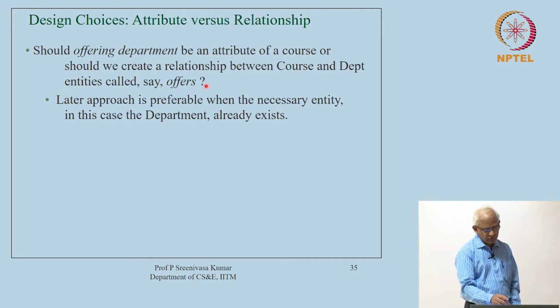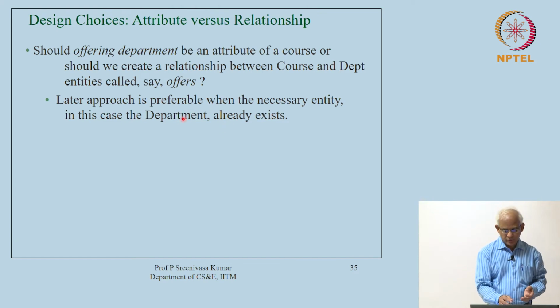Now, what we are talking about is, for a particular entity like course, should some piece of information be modeled as an attribute or as a relationship? So this is again a design choice. If that information corresponds to a particular entity that already exists, then the approach of creating a relationship is to be chosen, and if it does not, then you can go with an attribute. So that is the kind of choice that we have.